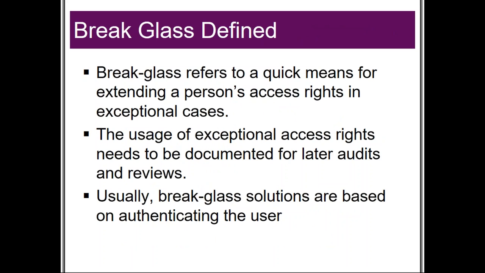Now, let's first define break glass. I kind of defined it when I gave you the introduction, but basically it's really simple. Break glass refers to a quick means for extending a person's access rights in exceptional cases. I'm going to give you some examples of those exceptional cases in just a few minutes. But the usage of exceptional access rights needs to be documented for later audits and reviews. And I'm going to give you information on how to do that and how to monitor that as well.